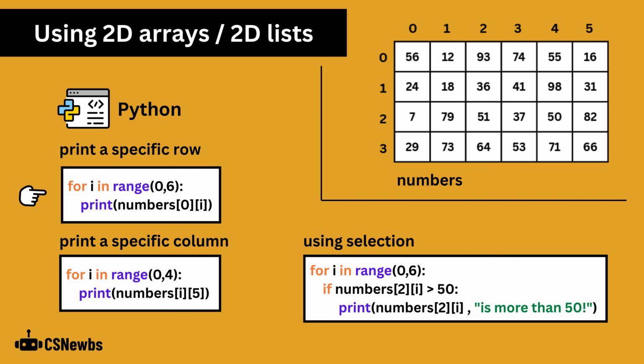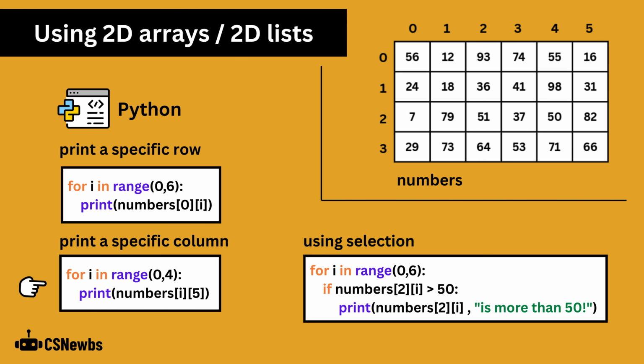To print a specific row using a 2D array, the first square bracket, which represents the row, is locked at a certain value, and the second bracket uses the loop number. So this example uses row 0, which is the first one, to print [0,0], which is 56, then [0,1] for 12, [0,2] for 93, and so on.